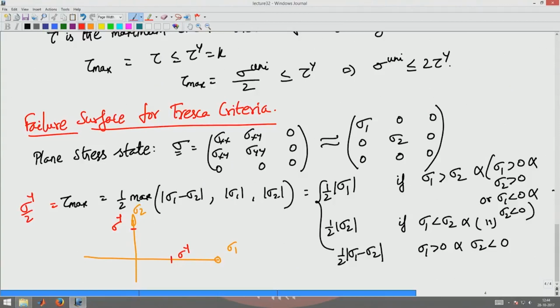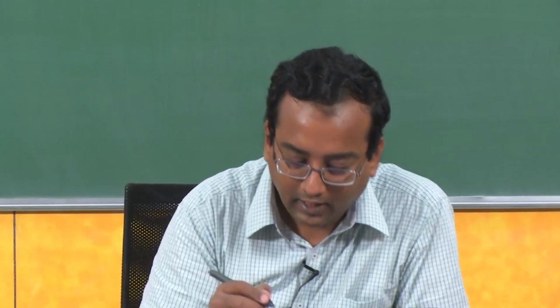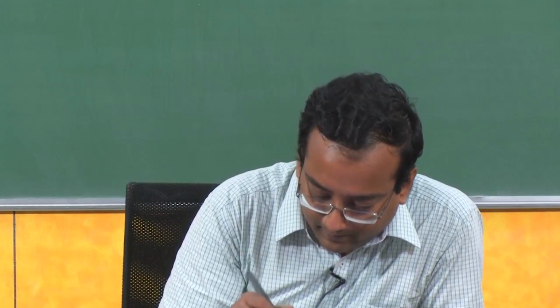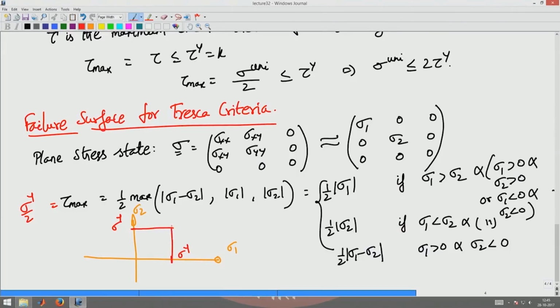When both sigma 1 and sigma 2 are positive and of the same magnitude, then also I will get sigma y as the failure state of stress. So, I get this point: an equal biaxial state of stress will still fail at sigma y. Because sigma 1 is less than sigma 2 until sigma 2 reaches sigma y, and if both of them go at the same rate, both reach sigma y simultaneously, and that will be a failure scenario here. So, that will be sigma y there.